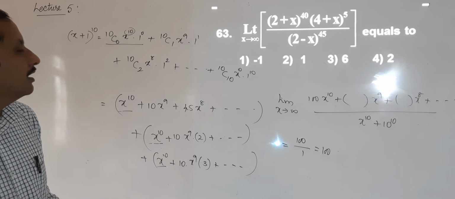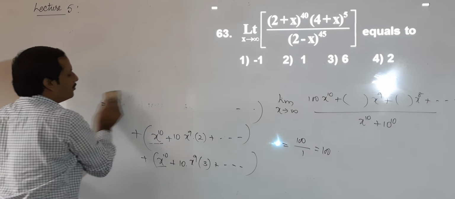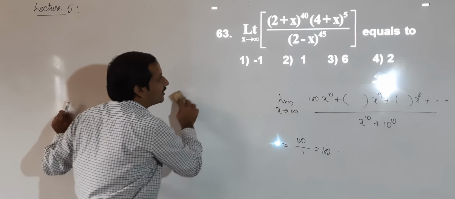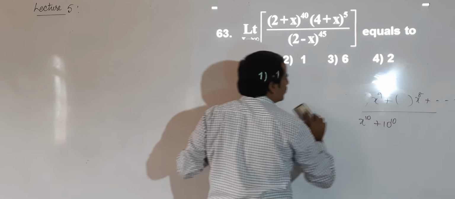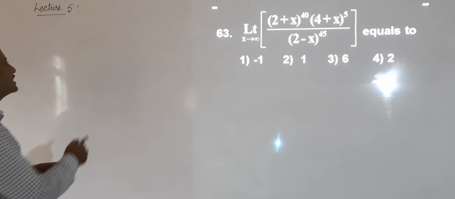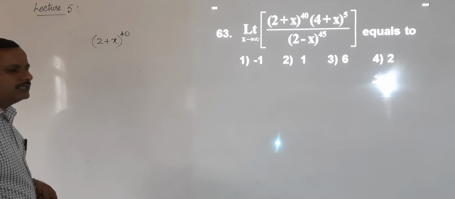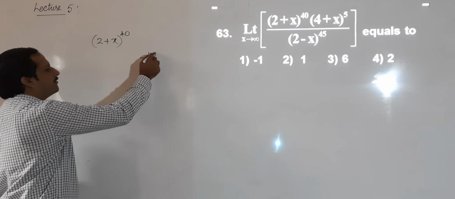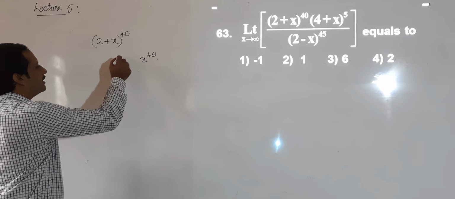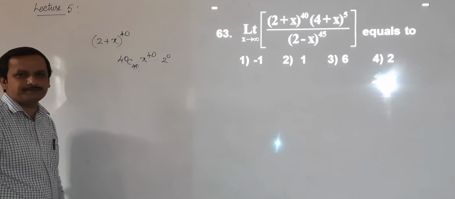Next. 63. Limit x extends to infinity (2 plus x) whole power 40 into (4 plus x) whole power 5 divided by (2 minus x) whole power 5. Look at the numerator. There, (2 plus x) whole power 40. When you expand it, the highest power of x is x power 40. And what will be its coefficient? Here x power 40 will come at the last term. Its coefficient will be 40c40 into x power 40 into 2 power 0.